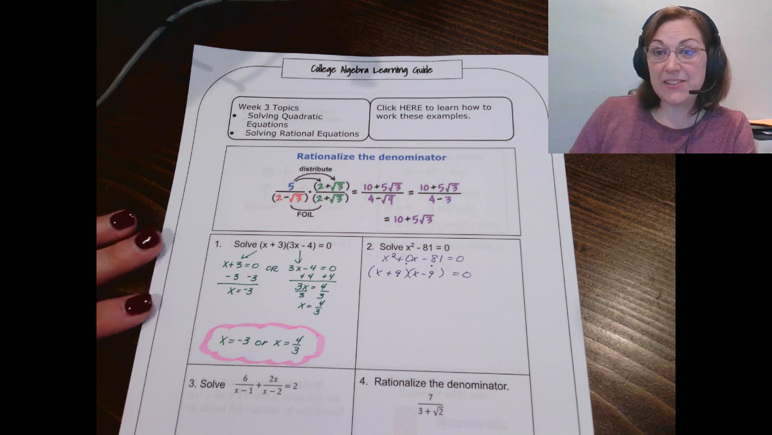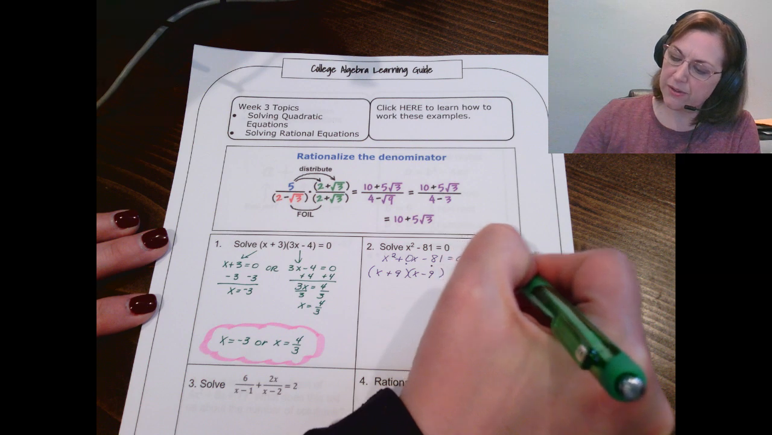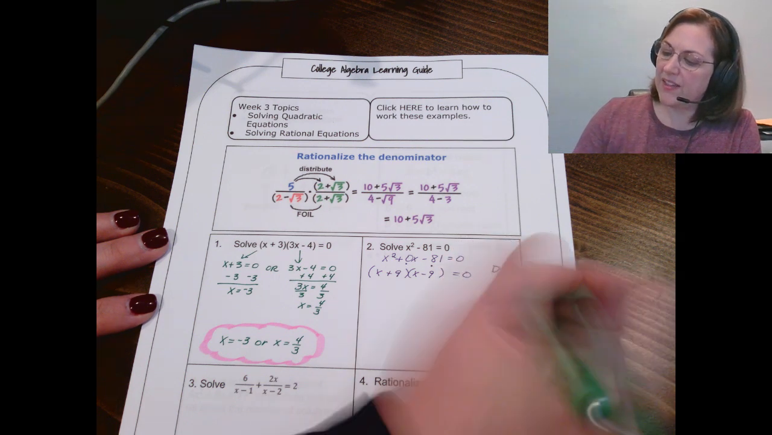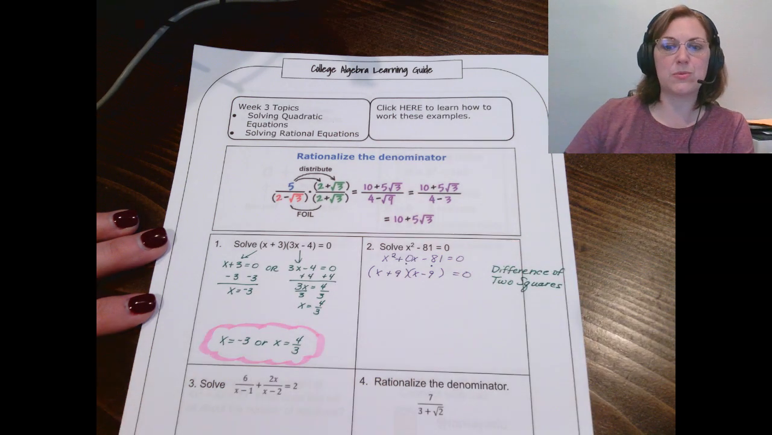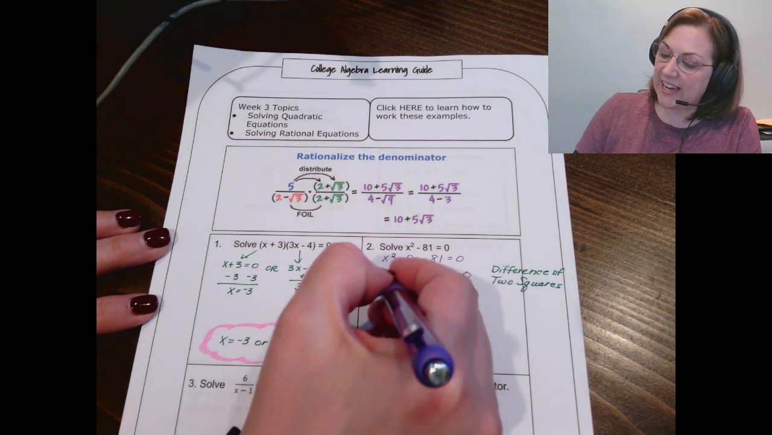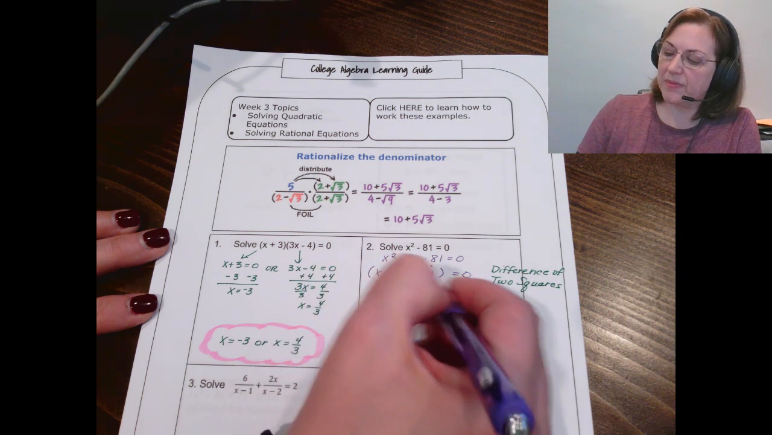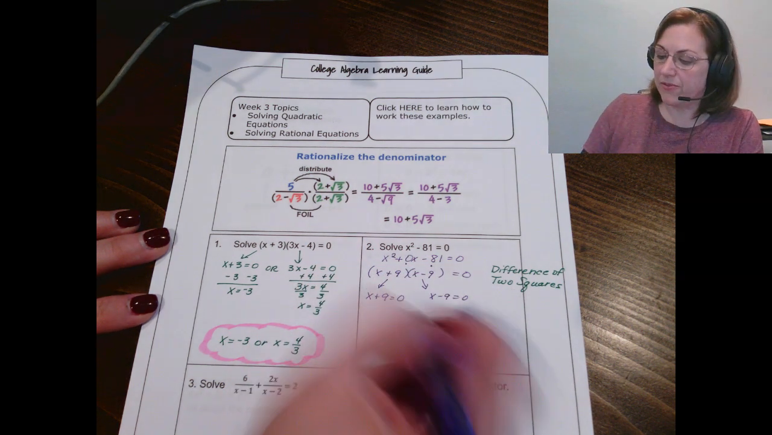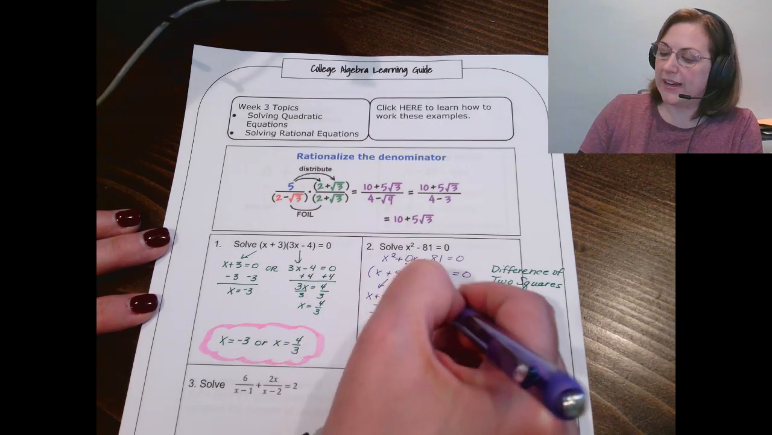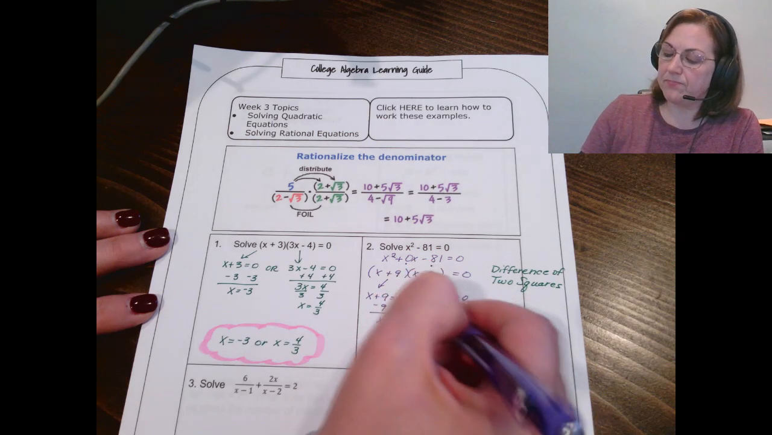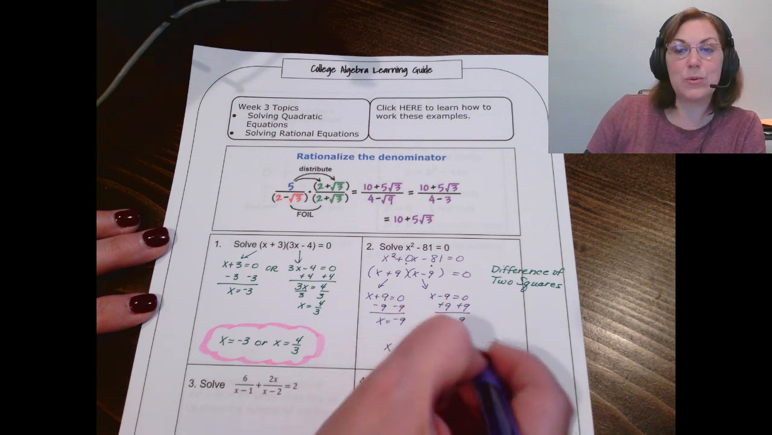This is called a difference of 2 squares, and that's because x squared is a perfect square and 81 is a perfect square as well. Now let's take each of these parentheses and set them equal to 0. And we solve. We'll subtract 9 from both sides and we'll add 9 on both sides. So I've got that x equals -9 or x equals 9.